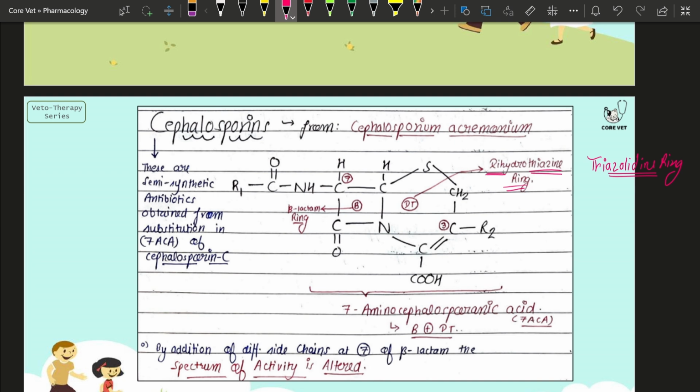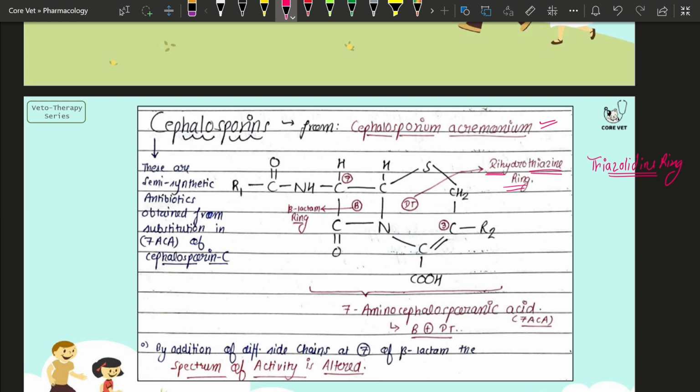From where has the cephalosporin originated? What is the origin of the cephalosporin? The cephalosporin was first obtained from Cephalosporium acremonium. You should remember the particular name from which each antibiotic has been obtained, because they do come in multiple choice questions. So cephalosporin has been obtained from Cephalosporium acremonium, right?